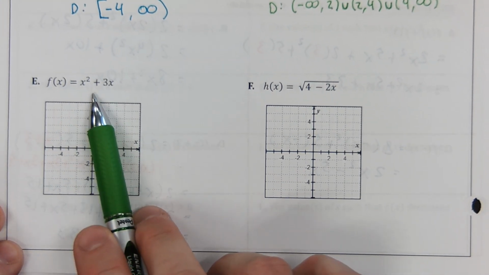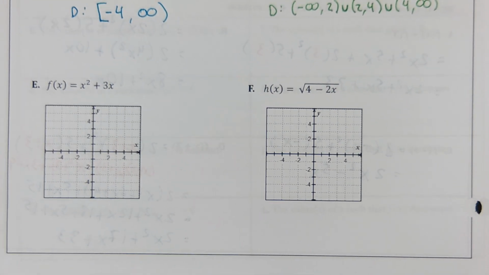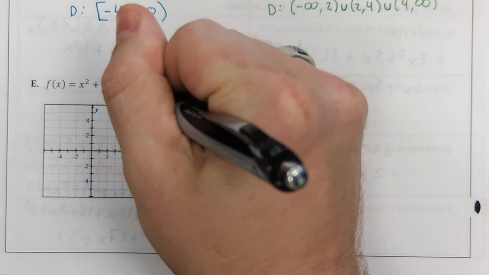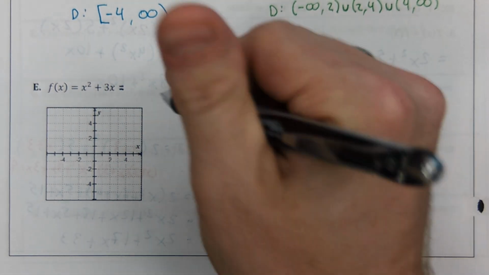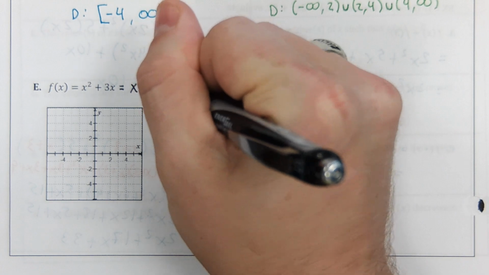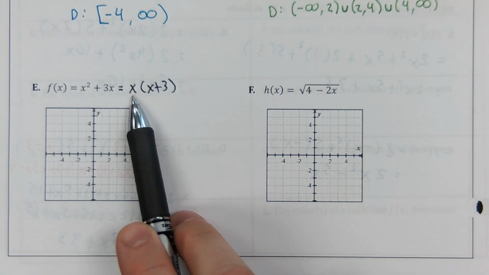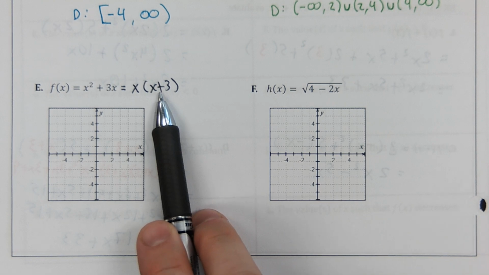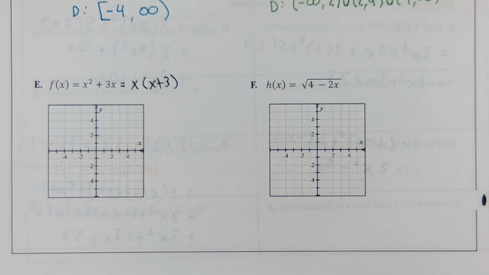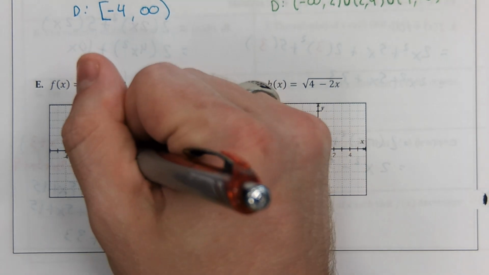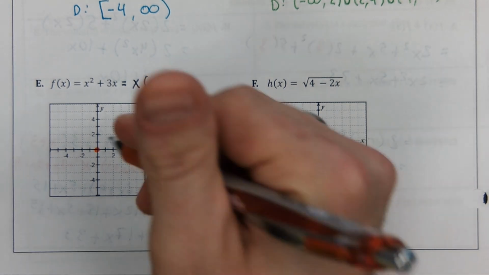This is a quadratic. It factors. I see a GCF of x. Since the front number is positive, it's a 1. Since it's positive, I know that this U-shaped graph points up. 0 makes this 0. Negative 3 makes this 0. This graph crosses the x-axis at 0 and at negative 3.